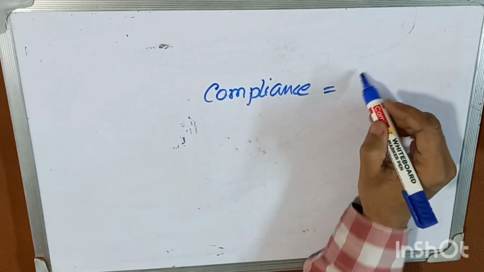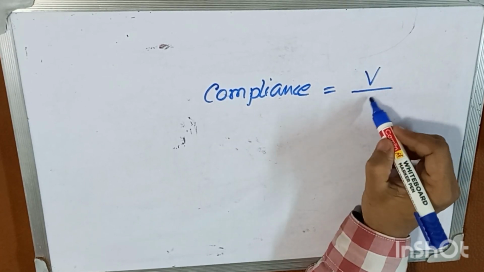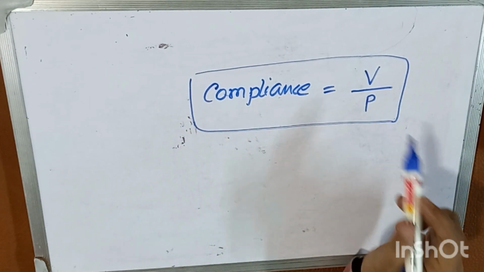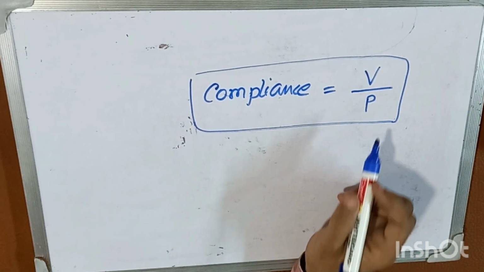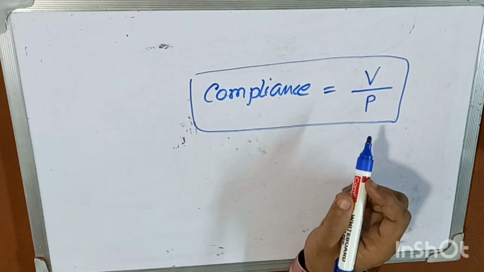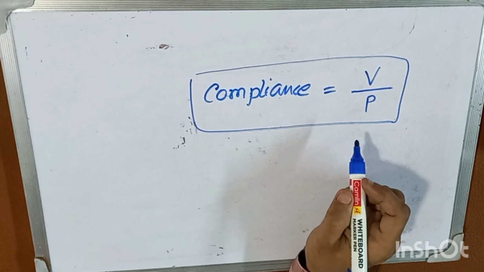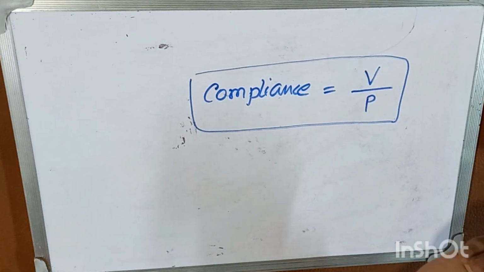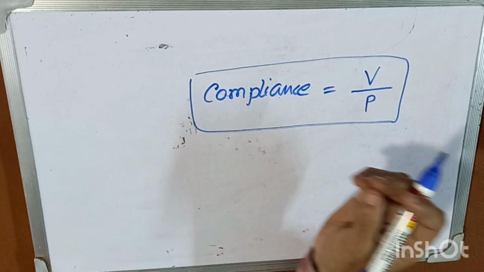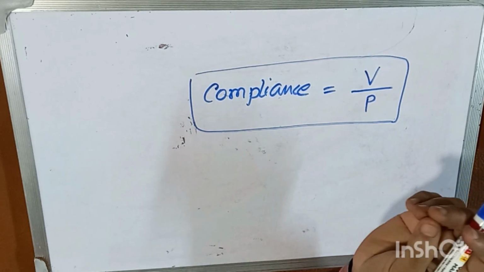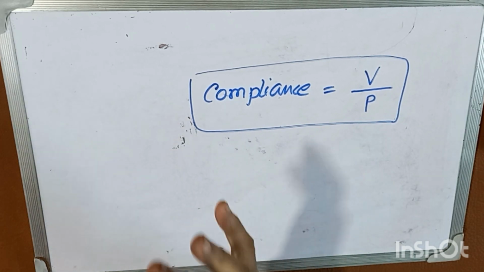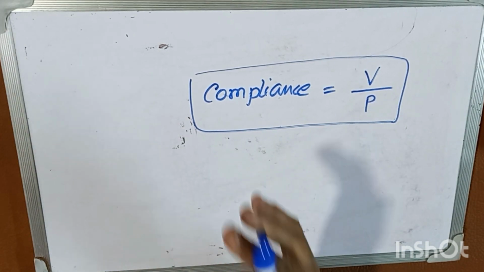Compliance is basically the change in volume per unit change in pressure. That I just told you, but now I'll explain the significance of this compliance. Compliance tells us how anything blows up or increases its volume with an increase in pressure. While blowing up a balloon, we are increasing pressure and the volume goes up. If it's an elastic body, the volume goes up.